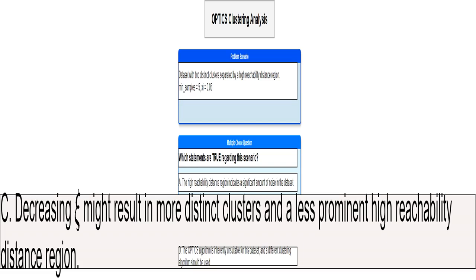A smaller eps makes the algorithm more sensitive to density changes. That means the algorithm will better distinguish between dense clusters and the sparse area between them, making the noisy region less noticeable. Think of it as refining the lens I use to see those clusters.